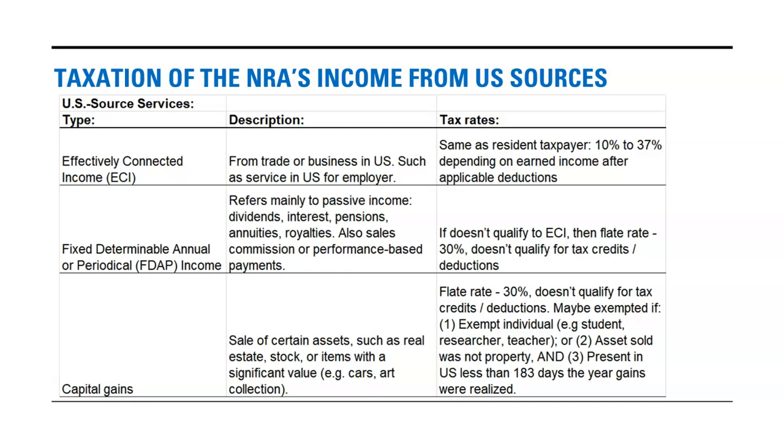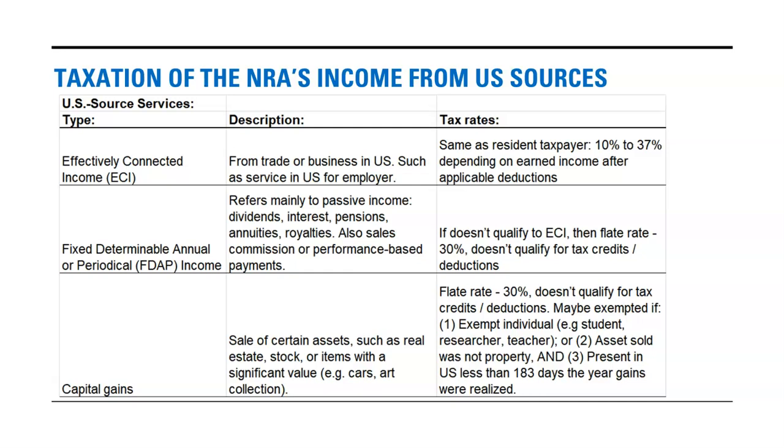And the third one is capital gain. The capital gain from the sale of certain assets, such as real estate, stock, or items with significant value. The flat rate is 30%, and does not qualify for tax credits and deductions, same as fixed, determinable, annual or periodical income. However, for capital gains, an exemption can be applied.